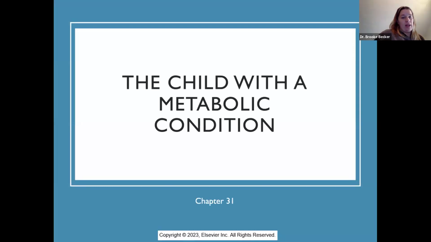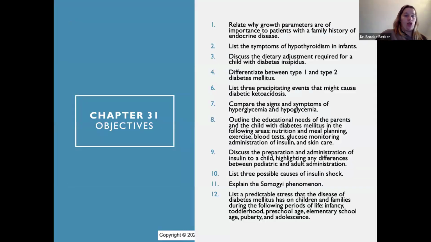Okay, now metabolic conditions. So chapter 31. Know these terms, okay? Know these objectives. Help this guide your studying.